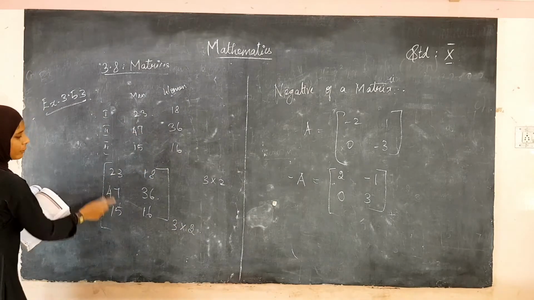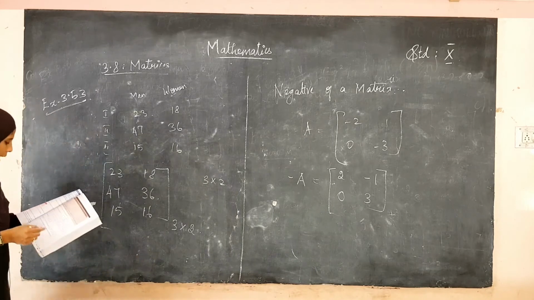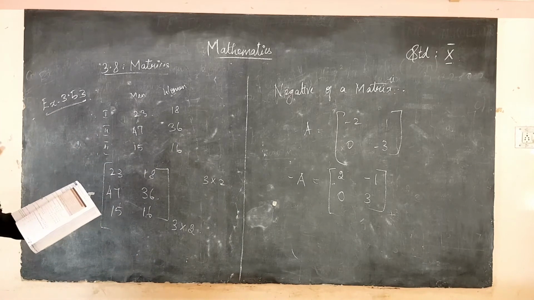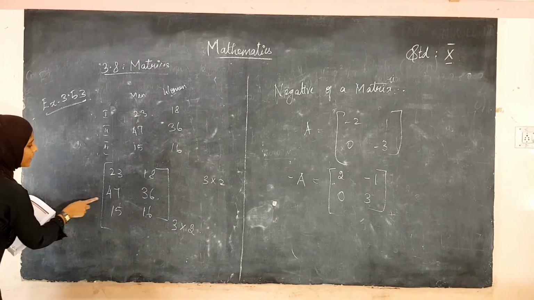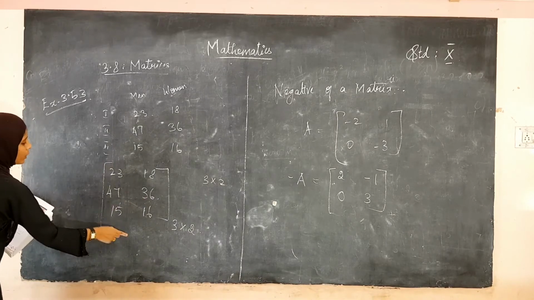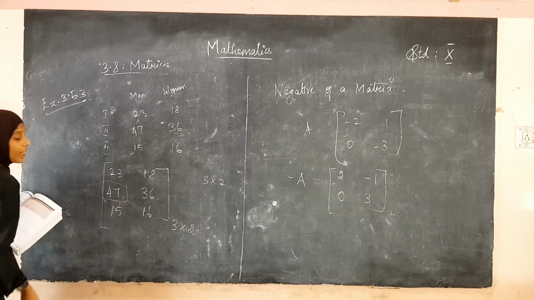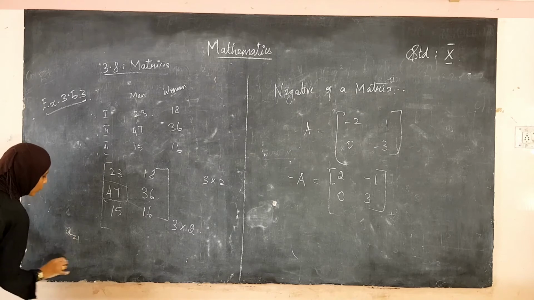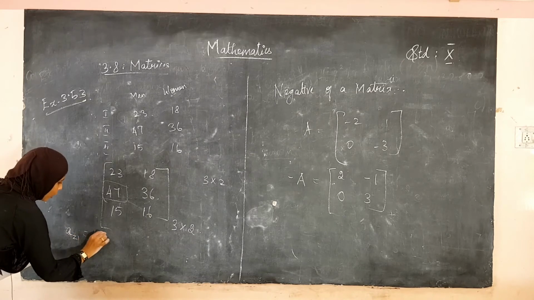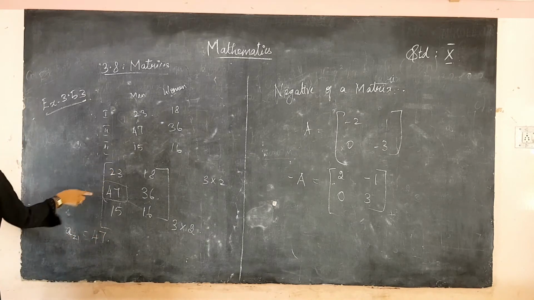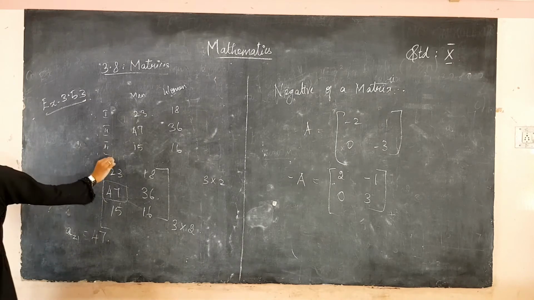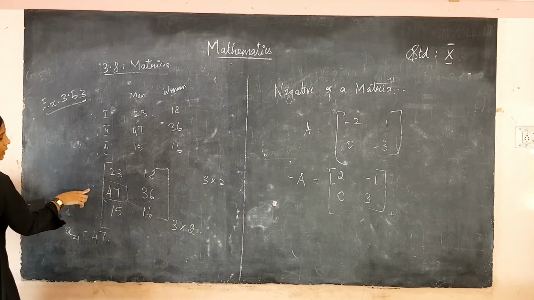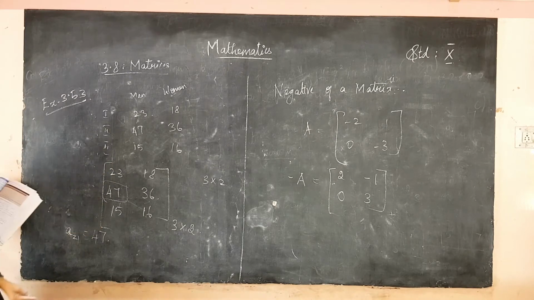The question they have asked is, what is the entry in the second row and the first column? This is the second row and this is the first column. What's the entry? The entry in the second row and the first column is A21, which is 47. That is the men workers in the second factory. This is men and this is women; first factory, second factory, third factory. The men workers in the second factory is 47.